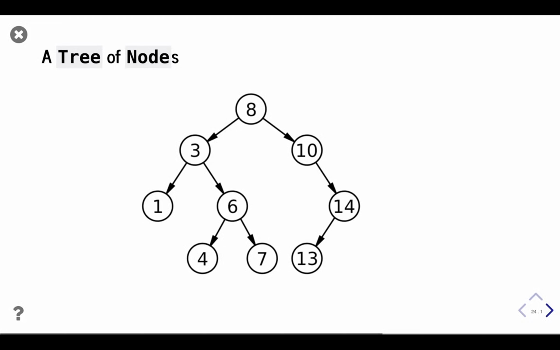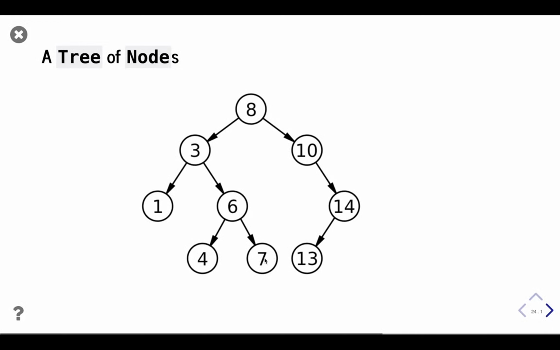So, the node of value 3 is the child of the node 8, that is the root, and the parent of the nodes 1 and 6. And the only way to get to node 7 is through 8, 3, 6, 7.